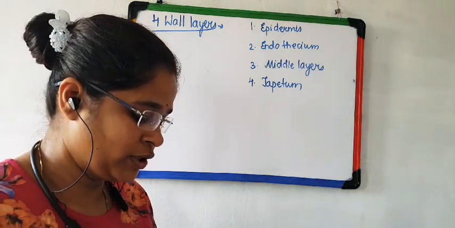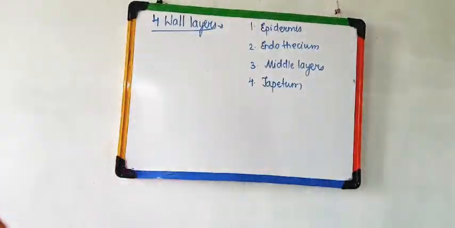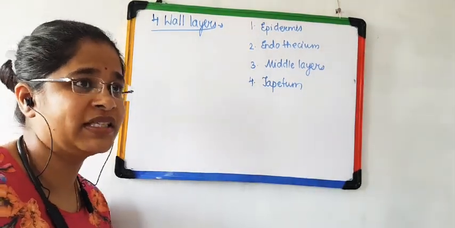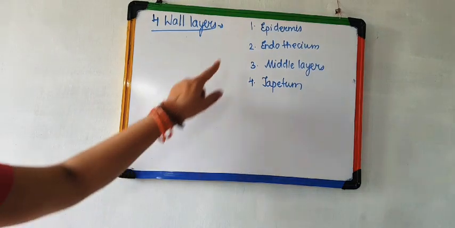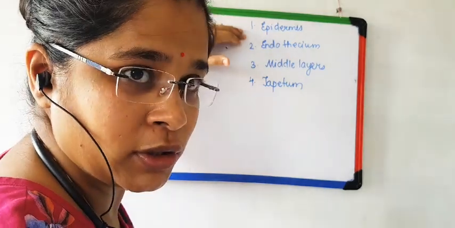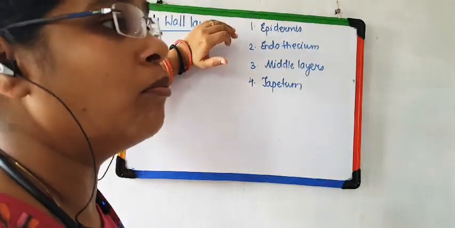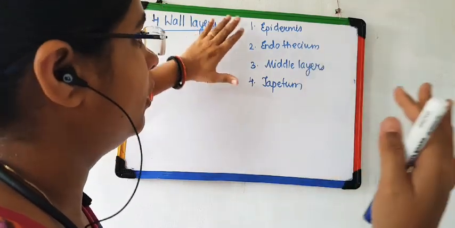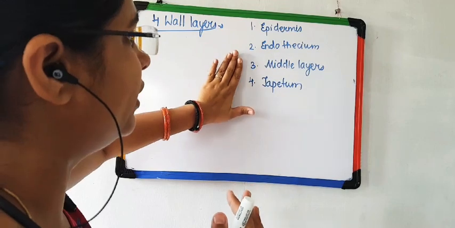Clear? I want to tell you one thing here, that in this anther, the first layer, which is epidermis, right? This epidermis is formed much before, okay? Is formed much before the other 3 layers. That is, it is the first layer to be formed, okay? It forms much earlier in the life cycle of the stamen, than the endothelium, middle layers and tapetum.